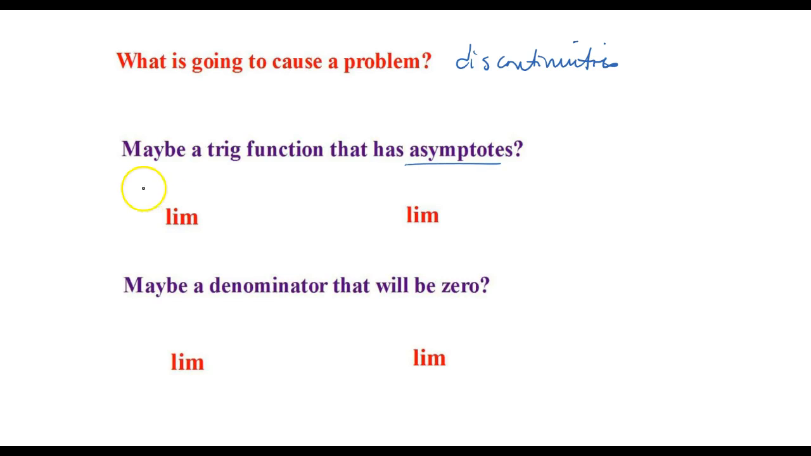So let's write a couple of examples of something that's going to have an asymptote. So let's just do something like the graph of tangent. You might remember the graph of tangent. If you don't remember it well, it looked something like this. Whee!